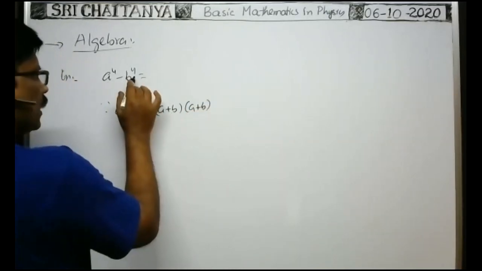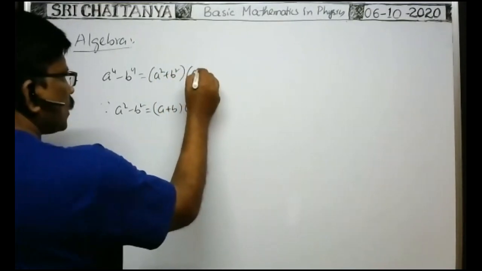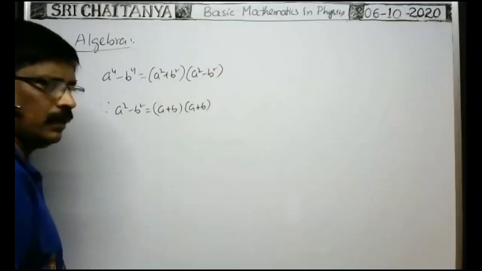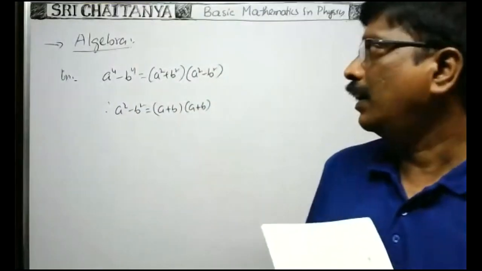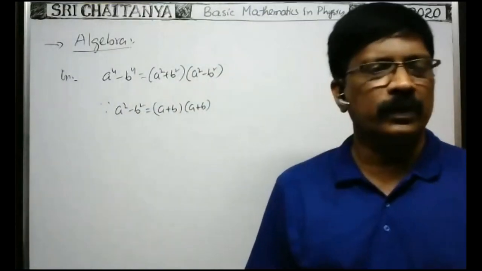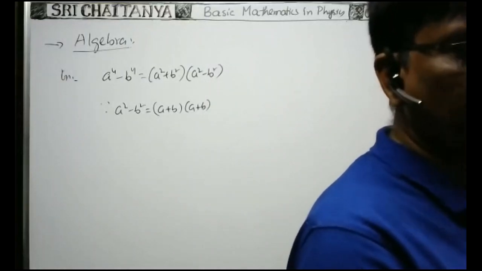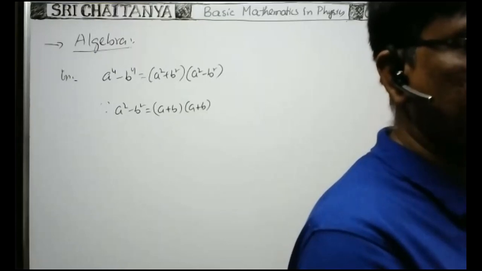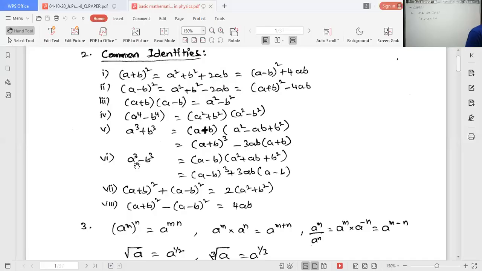Similarly, a⁴ − b⁴ can be written as (a² + b²)(a² − b²). a⁴ − b⁴ can also be written as (a² + b²)(a² − b²). Okay. Next. So a⁴ − b⁴ can be written as (a² + b²)(a² − b²). We can write.